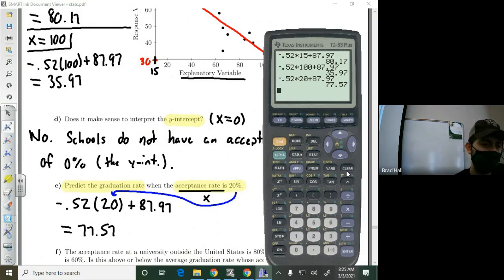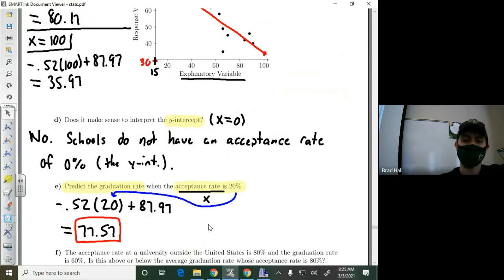So what this tells us is that the predicted graduation rate, provided that the acceptance rate is 20%, is 77.57%. So again, this is not a value we observed, but this is a value we predict because we used the regression line to help us determine this. So it's a predicted value. We predict this is the case. We never observed this at all. We're just predicting it based off of our model.